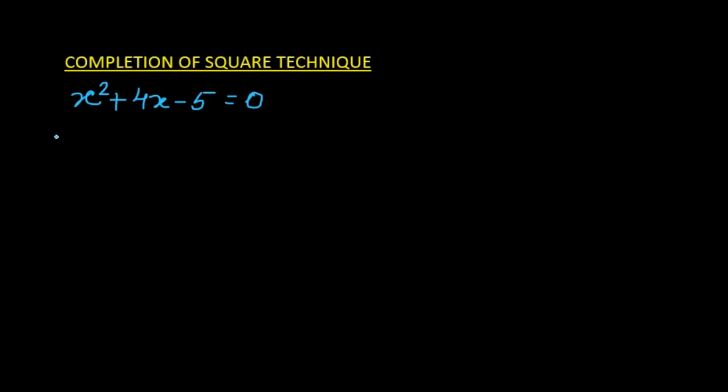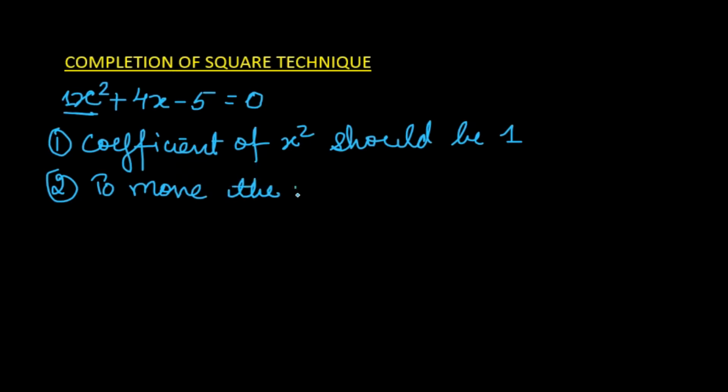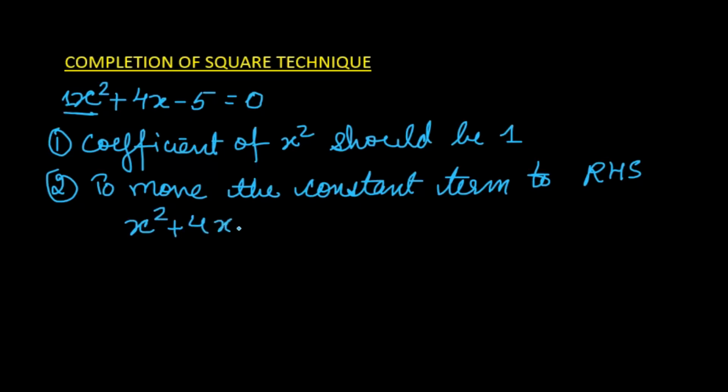So the first thing which we need to check is that the coefficient of x square should be 1. In this particular case, the coefficient is anyways 1, so we don't have to do anything. The second step is to move the constant term to the right hand side. Okay, so we have x square plus 4x minus 5 equal to 0, we move the constant term to the right hand side.